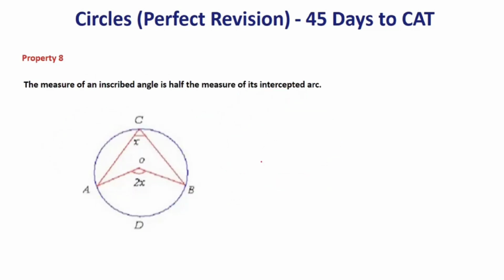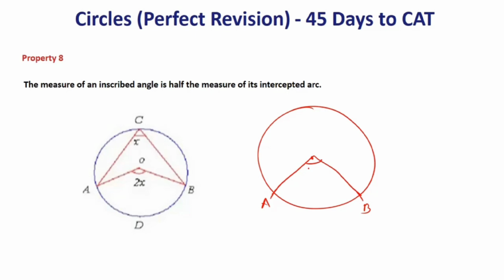Eighth property, which is again very interesting: from arc AB on the center, if the angle is, let's say, 60, then the angle subtended on the periphery of the circle will be half of this angle, which is 30. So generally speaking, if this is x, this angle is 2x. So a very important property here.